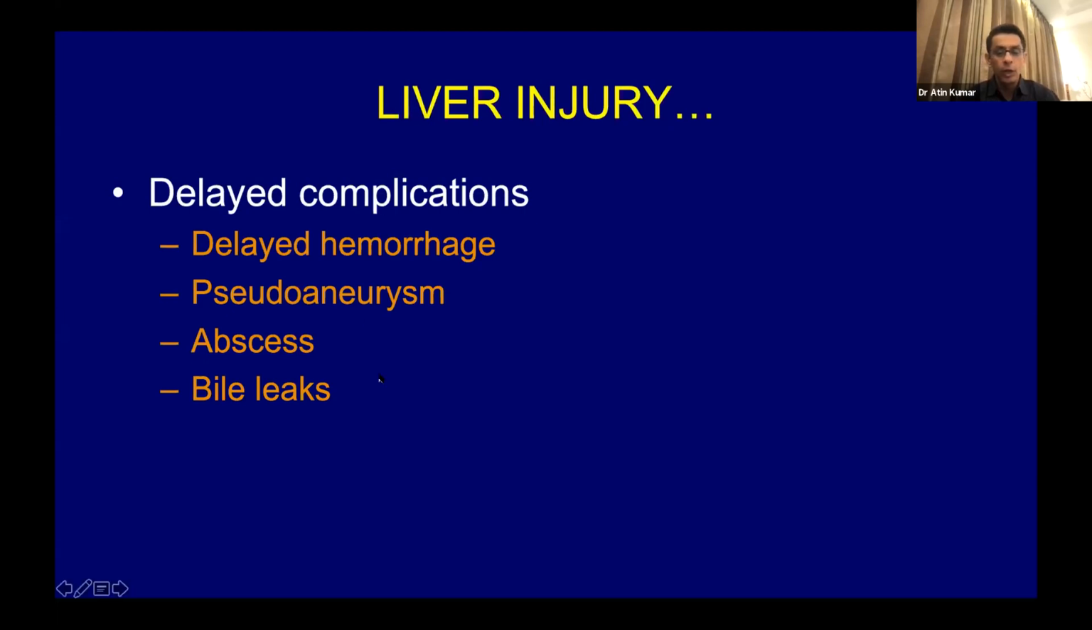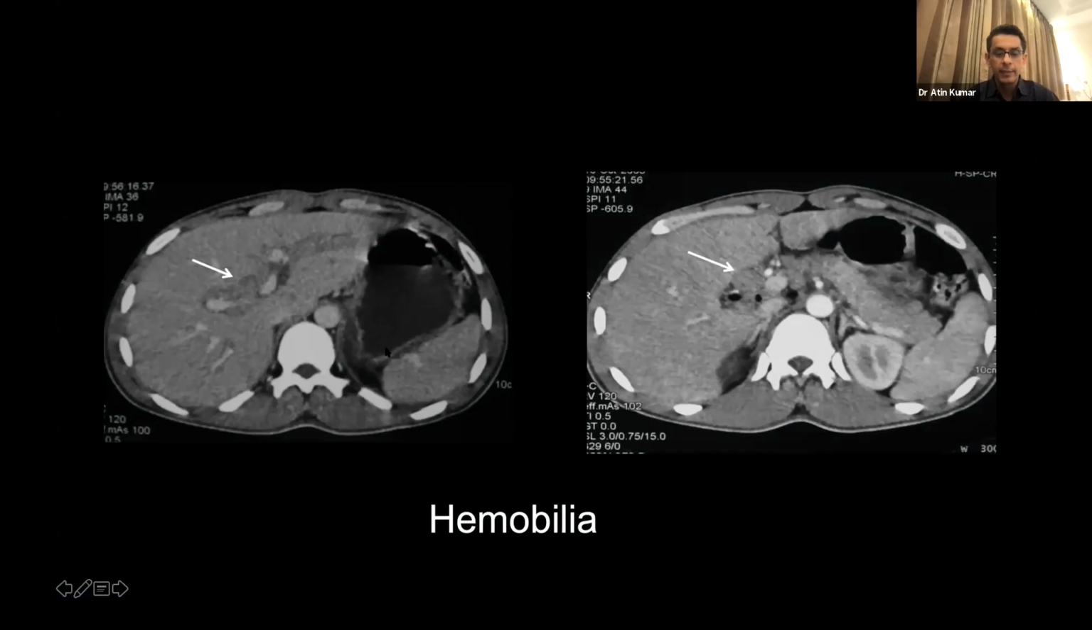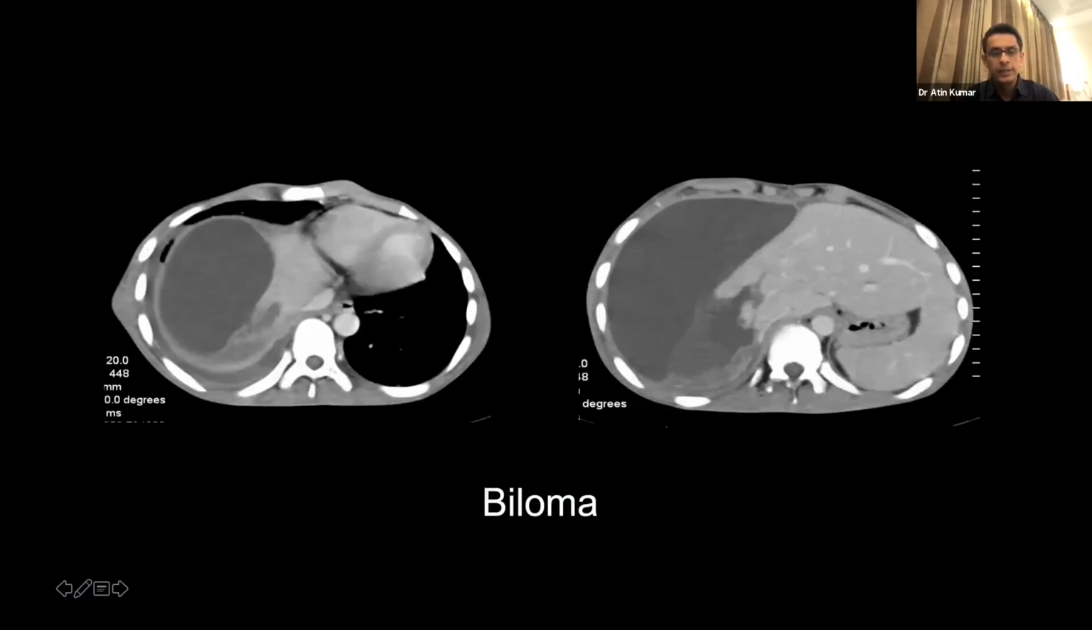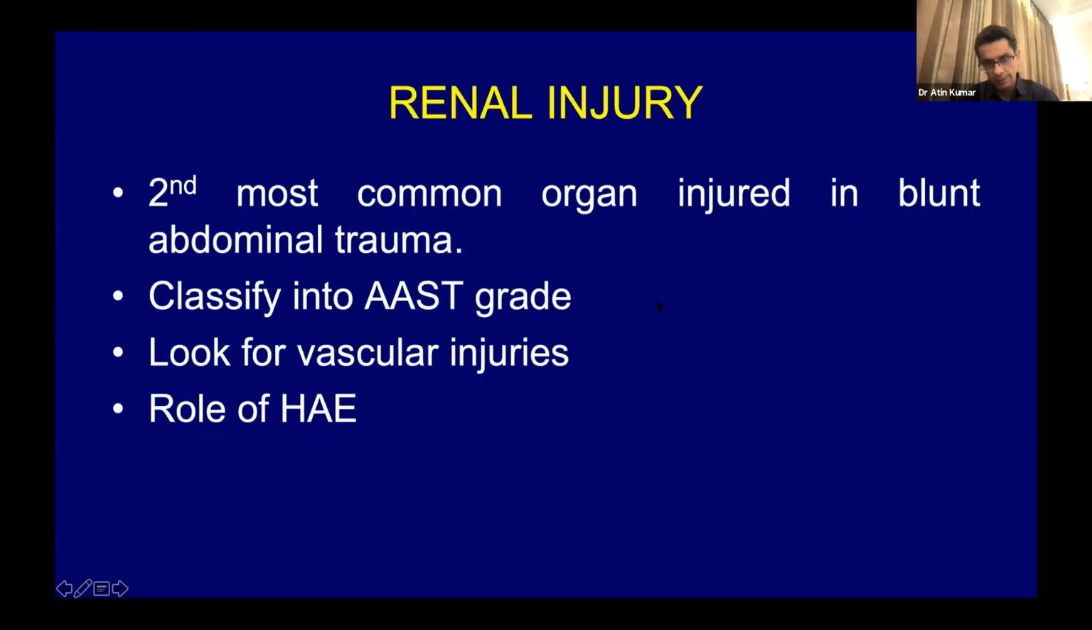There may be some delayed complications. It may be either a hemobilia, like you can see some hyperdensity within the biliary tracts. It is usually associated with a significant liver parenchymal injury, or if there is biliary damage because of a significant liver injury, there may be collection of bile, which is known as a biloma formation. It is a delayed complication of a liver injury. If it gets infected, it may be drained by pigtail drainage.